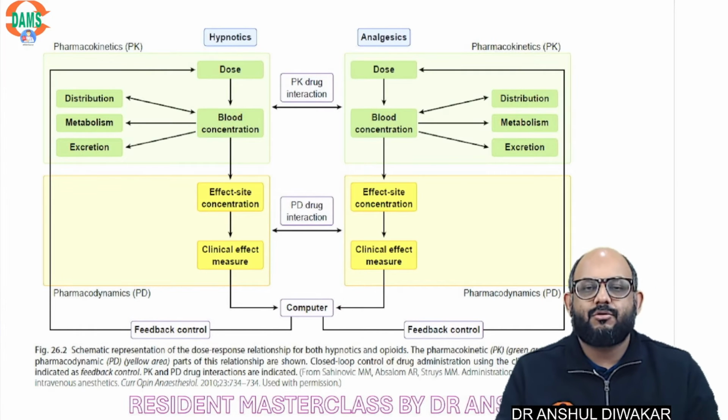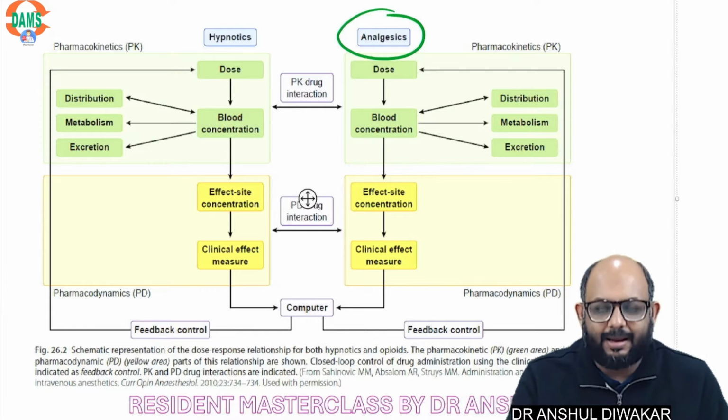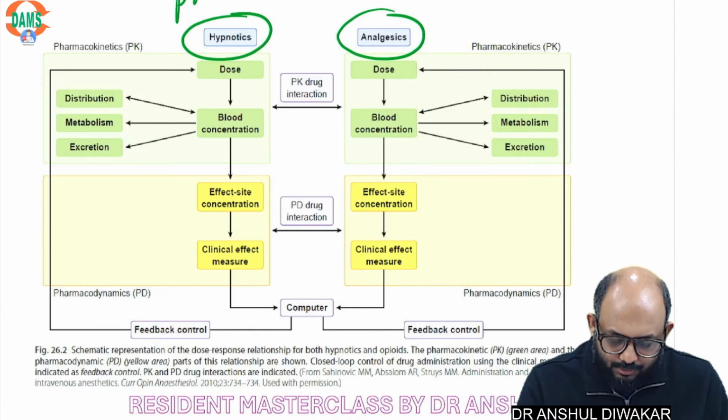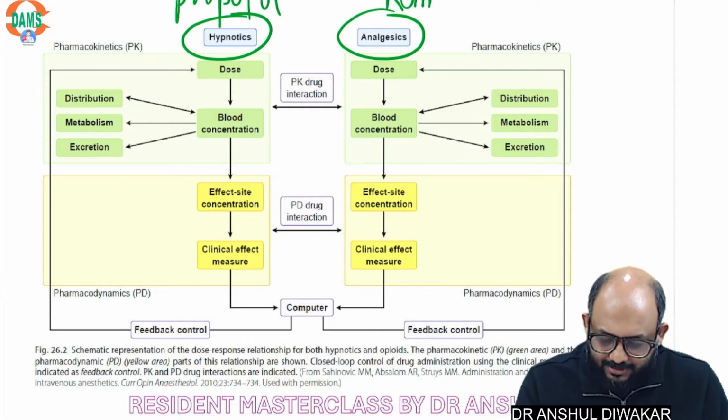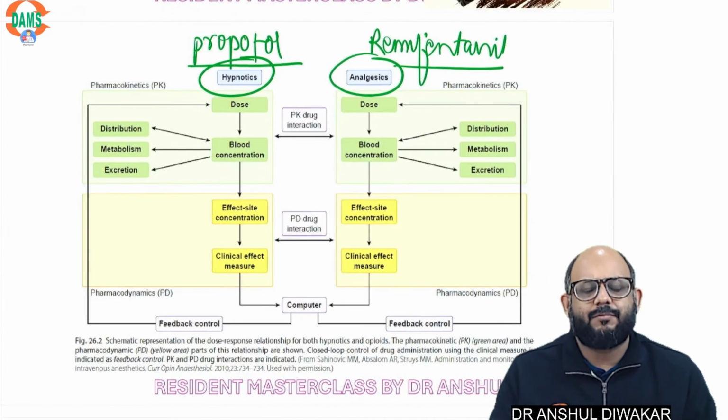So normally when you say total intravenous anesthesia, it is always a combination of an analgesic and a hypnotic. Usually the hypnotic that is used is propofol, and the analgesic used is remifentanil, and these are the two most common drugs that we use in TIVA. Most of the time we use them together.